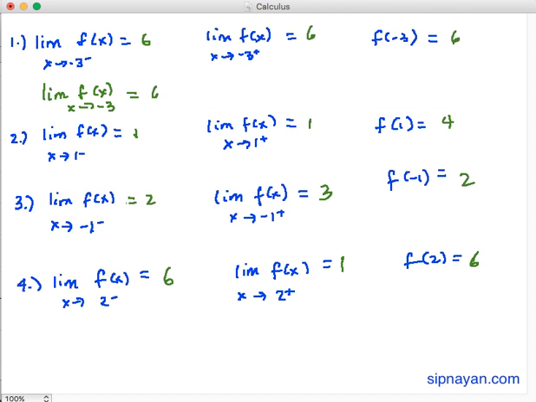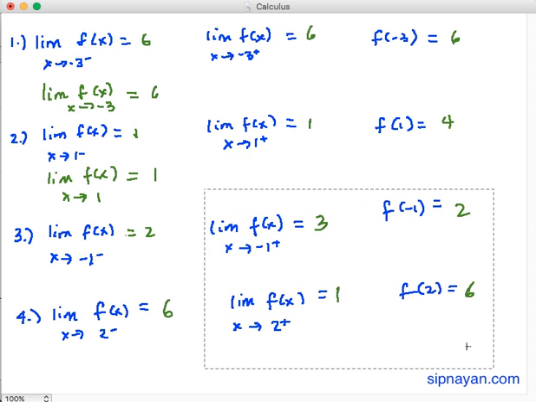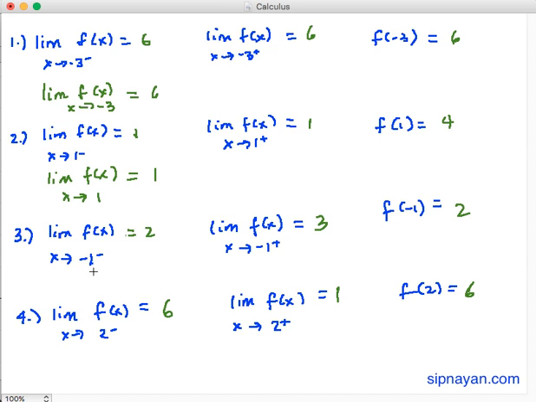And even though 4 yung f of 1, still the limit of f of x, no? As x approaches 1, is still equal to 1 kasi pareho sila. Wala tayong pakialam dito sa value ng f of 1. Itong dalawang ito, yung number 3, yung the limit, no? The limit of f of x at x equals negative 1 does not exist.